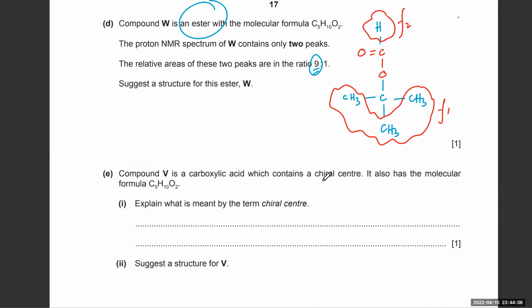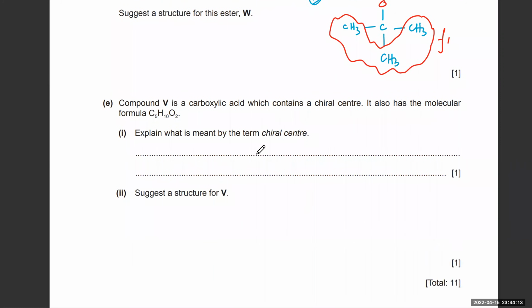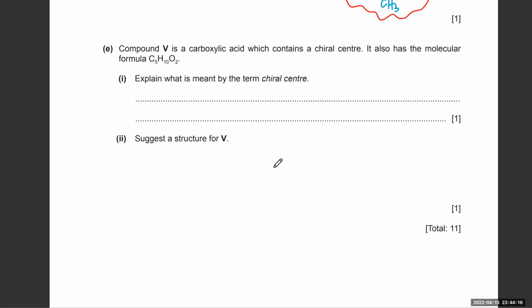Now, compound V is a carboxylic acid which contains a chiral carbon atom. It also has the molecular formula. Explain what is meant by the term chiral. So anything that's carbon bonded to four different groups. Suggest a structure of V.